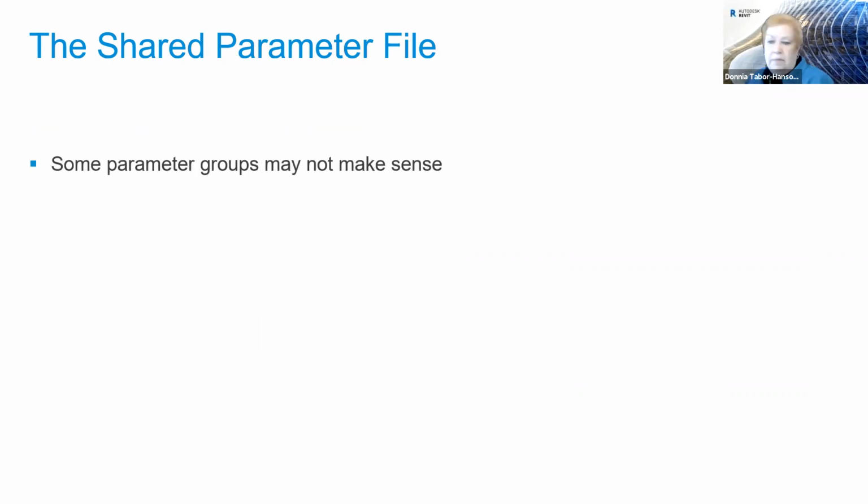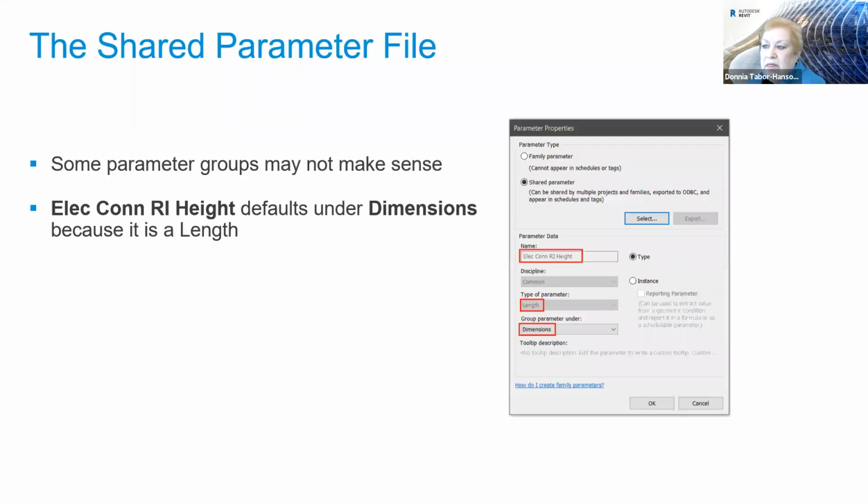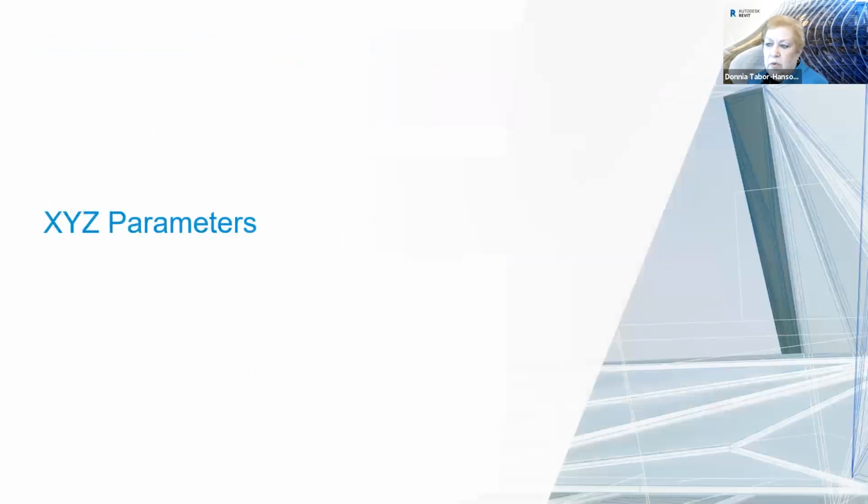I needed to speed up a little bit here. Okay, some parameter groups may not make sense. For example, if I go get the electrical connection RI height, it goes under dimension because it's a length. Well, I just change it. I move it to the electrical group. You can do whatever you need to with these to group them the way you want to.